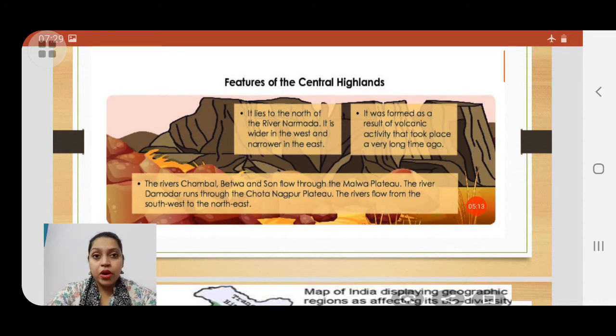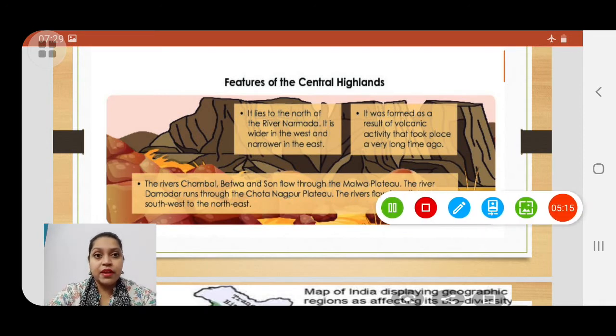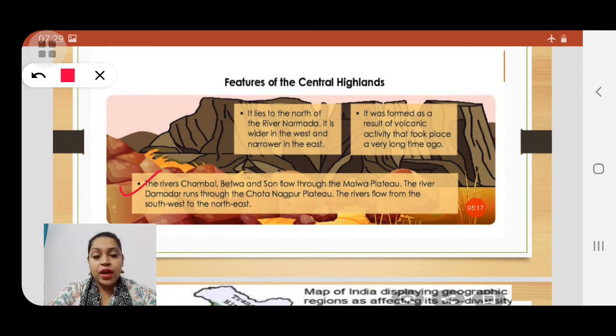Now, what are the important rivers? The rivers Chambal, Betwa and Son flow through the Malwa Plateau. The river Damodar runs through the Chotanagpur Plateau. Children, the Malwa Plateau and the Chotanagpur Plateau are also two plateaus of the Central Highlands. So, the rivers which flow through the Malwa Plateau are the Chambal, Betwa and Son, and through the Chotanagpur Plateau is the Damodar River.